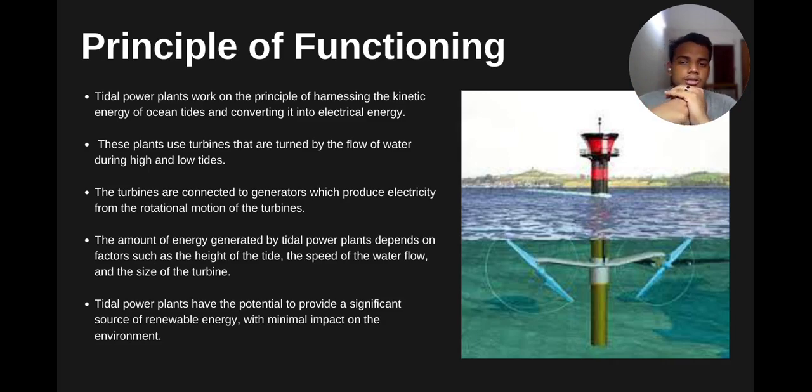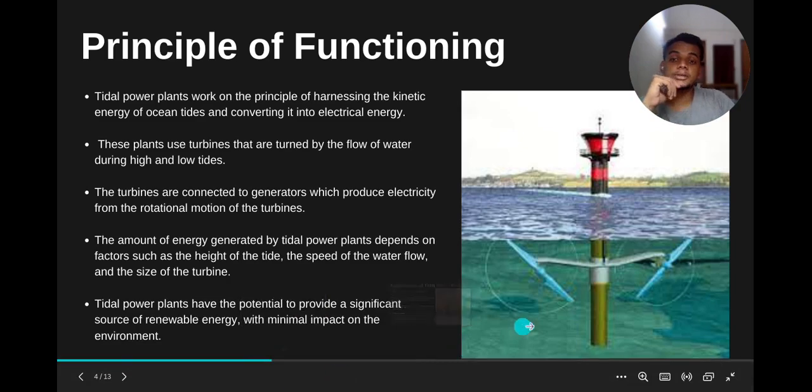And then the amount of energy generated by tidal power plants depends on various factors. Some of them are the height of the tide, that is, at what rate the water level is increasing or decreasing, and the speed of the water flow. Is the speed enough to rotate the turbines, or is the change in the water level too slow to rotate the turbines? And then the size of the turbine: the bigger it is, the more electricity is generated. And we can also say that its potential to provide a significant amount of renewable energy with minimal impact on the environment is a great surplus that we can use from it.